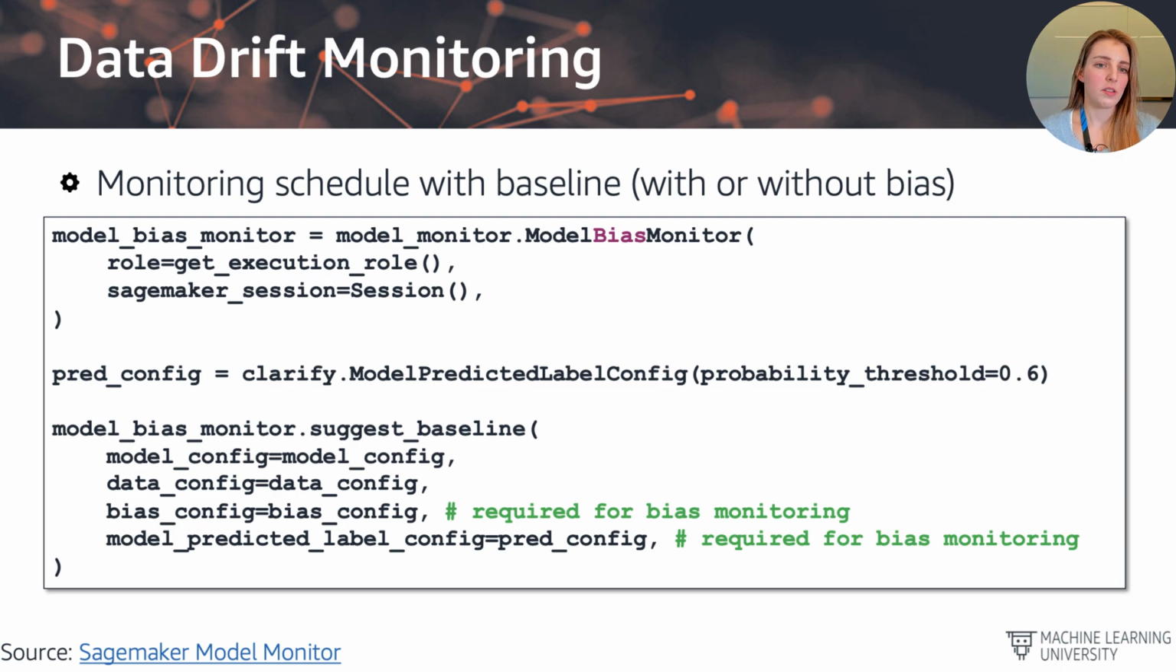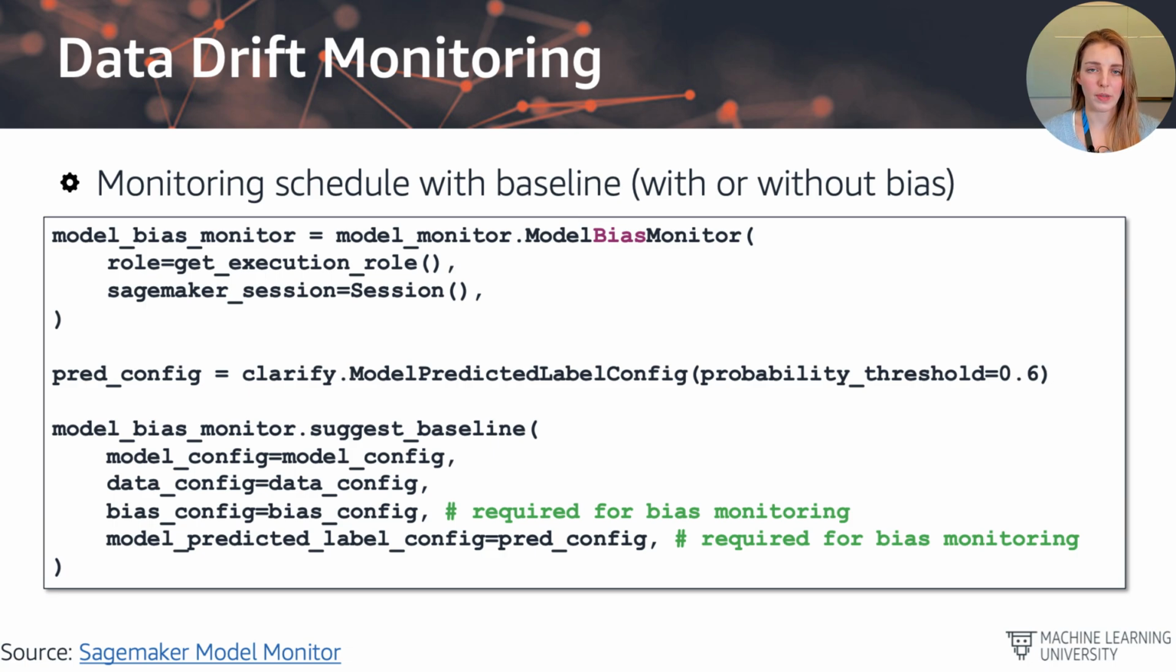And next we can set up a monitoring schedule with the baseline, and this can now be done with or without the bias configuration. So here we're showing the configuration or the settings including the bias configuration. First couple of lines of code is the authentication, and then we have the configuration of the model results themselves, so the prediction configuration.